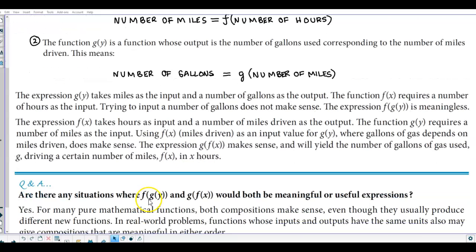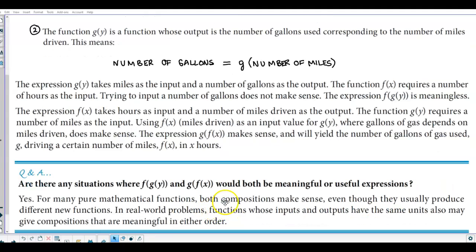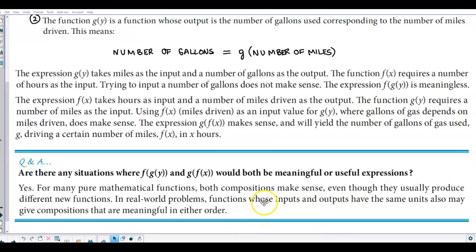Now, are there any situations where f of g of y and g of f of x would both be meaningful for useful expressions? Yes. For many pure mathematical functions, both compositions make sense, even though they usually produce different new functions. In real-world problems, functions whose inputs and outputs have the same units also may give compositions that are meaningful in either order.